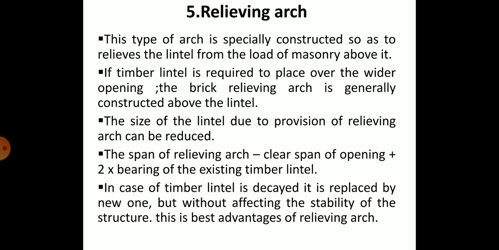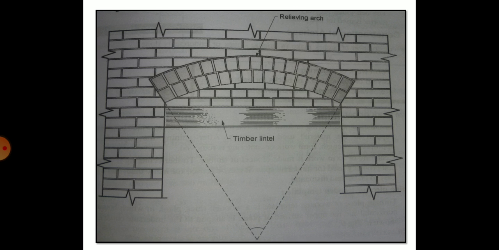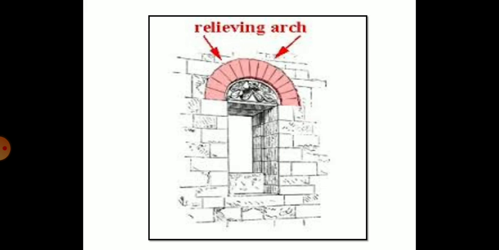The span of the relieving arch is the clear span of the opening plus 2 into the bearing of the existing timber lintel. This is the formula of the relieving arch. You can see here, this is the image of the relieving arch. This is the timber lintel, this is the relieving arch.